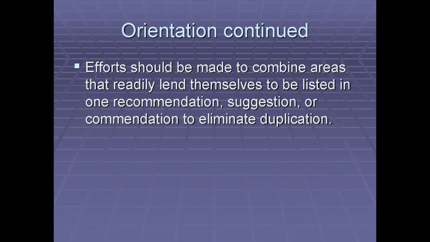Efforts should be made to combine areas that readily lend themselves to be listed in one recommendation, suggestion, or commendation to eliminate duplication. This is very important because you will see sometimes that our standards intersect with one another. So you have in the educational programs standards that directly tie into programmatic learning outcomes, the student learning outcomes, and you will see some of those standards in the institutional assessment areas.